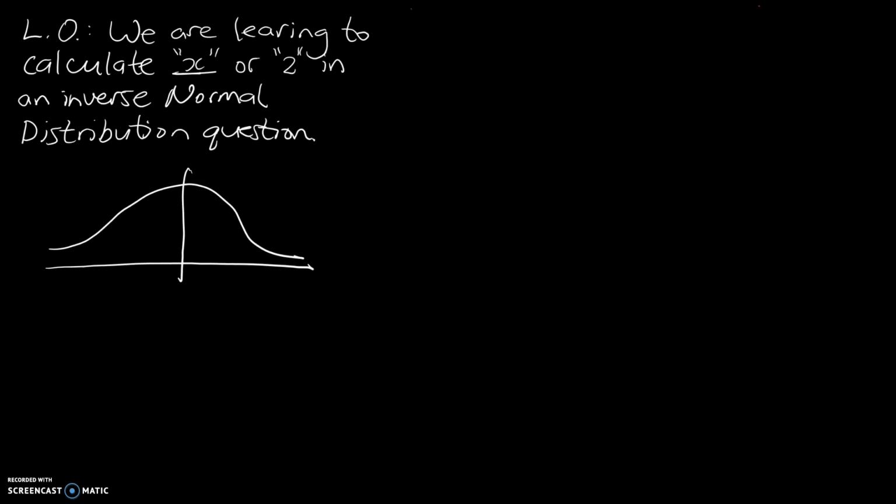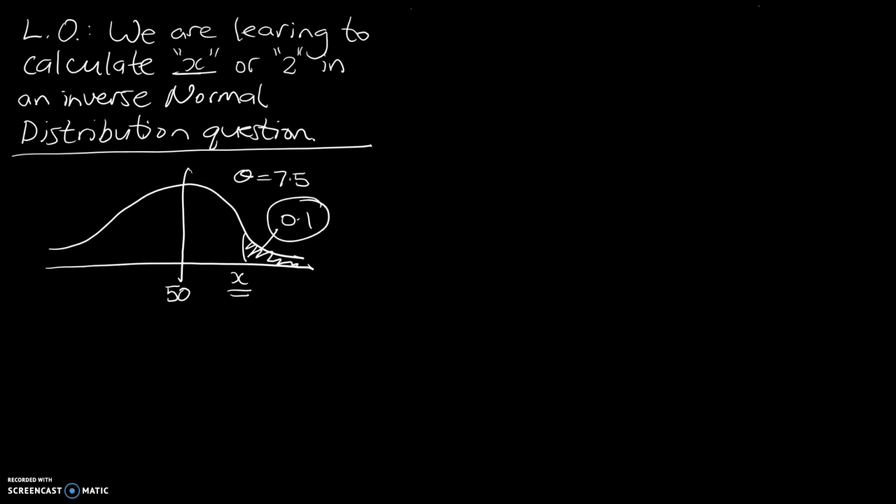In our case, if the mean is 50 and the standard deviation is 7.5, how many people would be in the top 10% of that graph? What makes this an inverse question is we are given the probability and we've been asked to calculate the x value along the x-axis.